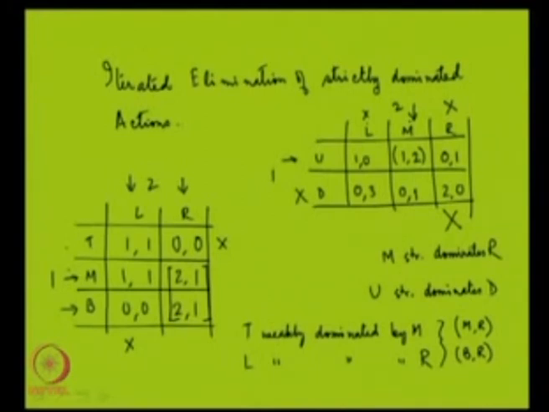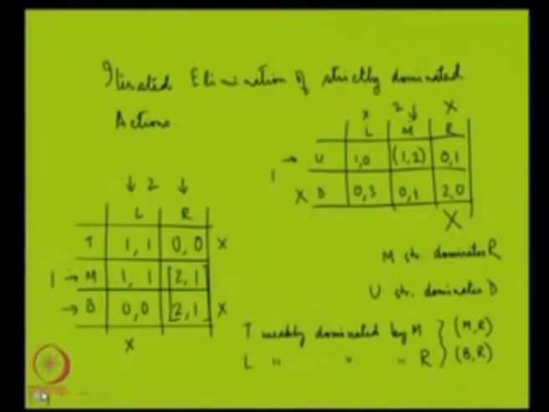But if we started by comparing M and B, then what happens? Here, if we compare between M and B, we can immediately see that B is weakly dominated by M. So B goes out of the question. And if T and M are the actions to be played by player 1, then again player 2 will compare between L and R, and he will observe that R is weakly dominated by L.